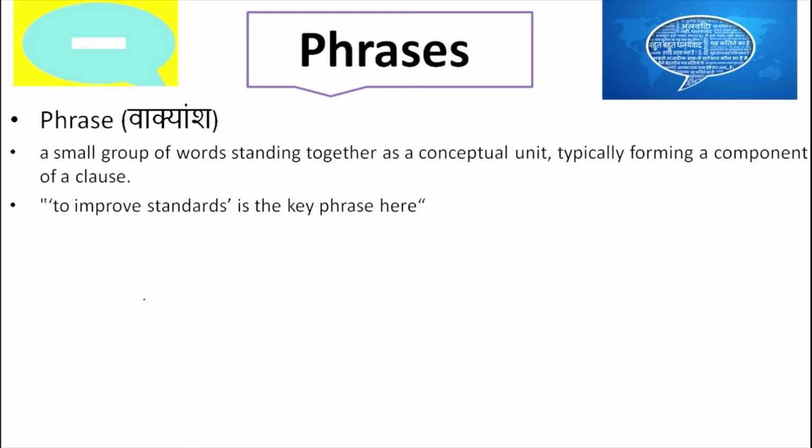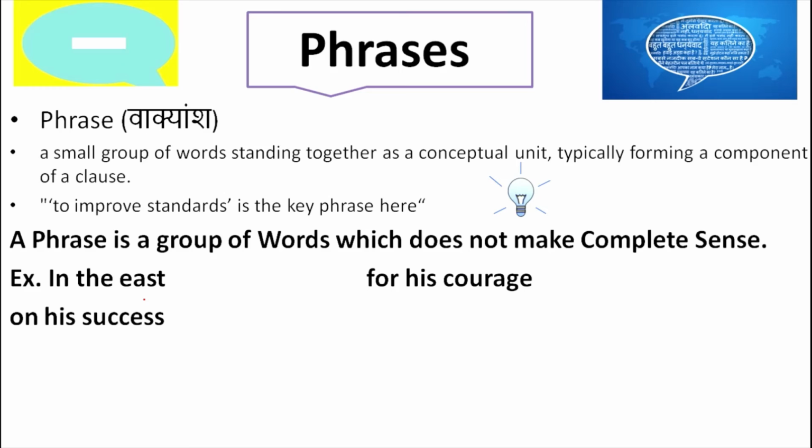So it is a group of words standing together as a conceptual unit. Phrases are just two, three kinds of words, a conceptual unit, and a component of the clause. A phrase is a group of words which does not make complete sense. Here you need to focus. A clause makes complete sense itself, even a dependent clause, but phrases don't make complete sense. So here is the big difference between phrases and clauses.